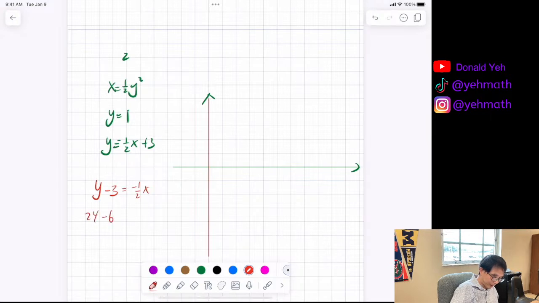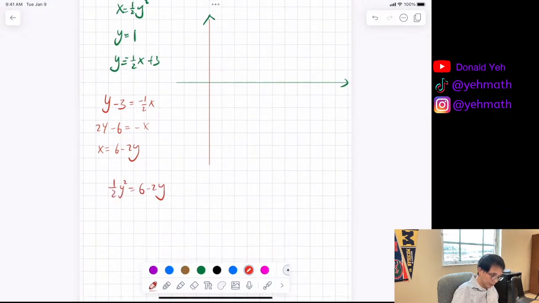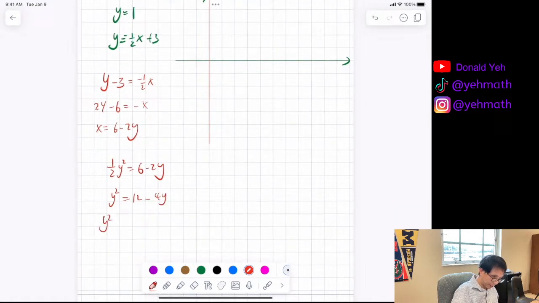2y minus 6 equal to negative x. So x is equal to 6 minus 2y. So I'm gonna set 1/2 y squared equal to 6 minus 2y. So that is equal to y squared equal to 12 minus 4y, I think. Y squared plus 4y minus 12 equal to 0.